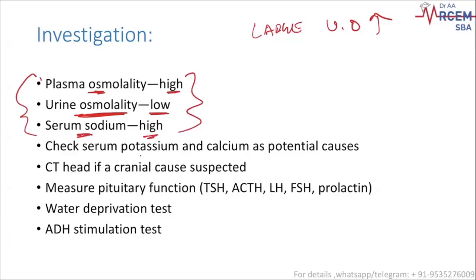Do not forget to check the potassium values and the calcium values because they are among the causes for nephrogenic diabetes insipidus. If you're thinking of a cranial cause, get a CT scan done. Measure other pituitary hormones also, like TSH, LH, FSH, prolactin levels. Two important investigations you need to remember.